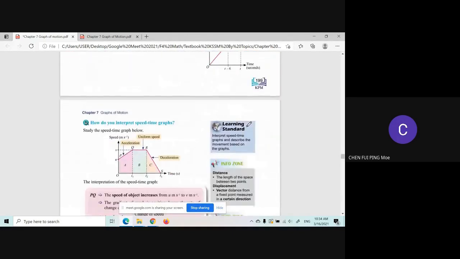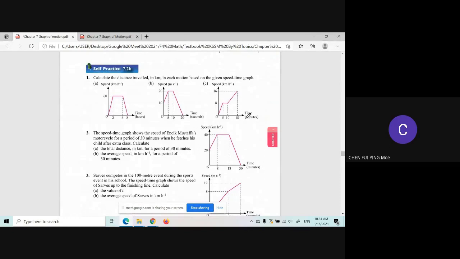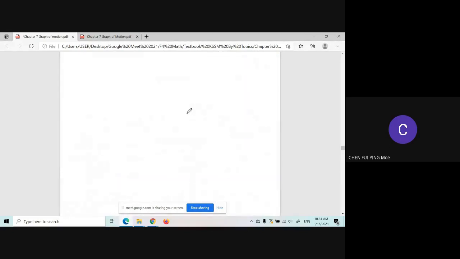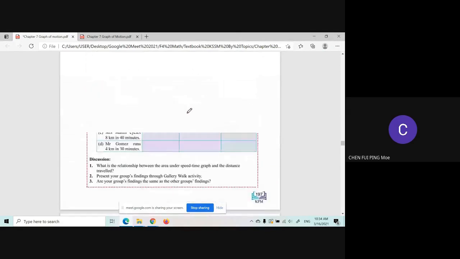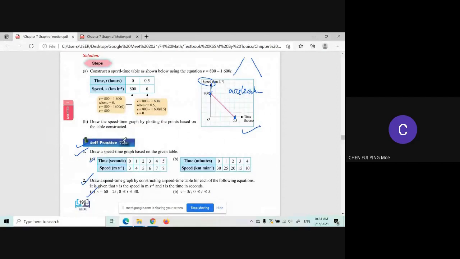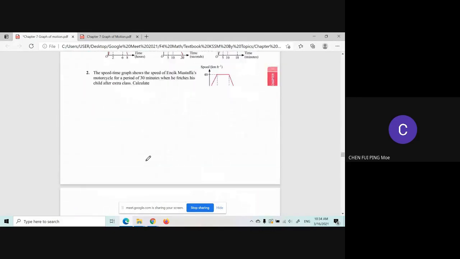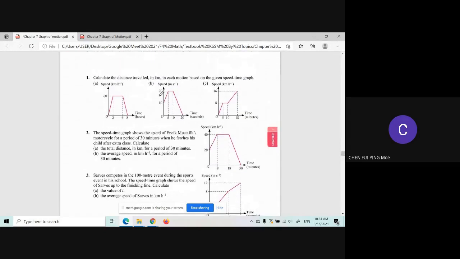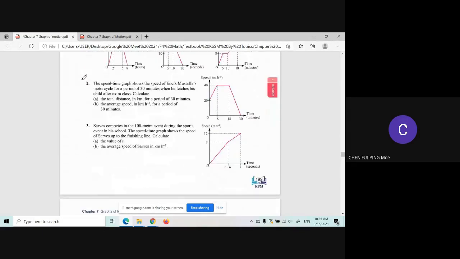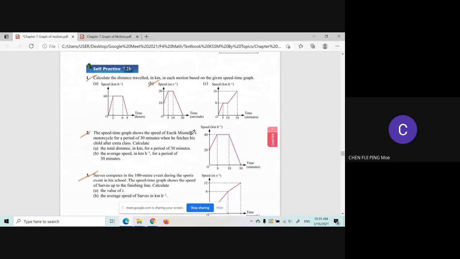Okay, so your homework for today: 7.2a, you do question 1a and 2a. And then 7.2b, calculate the distance, I want you to do question 1b, and then question 2 and question 3. So that's the homework for today.